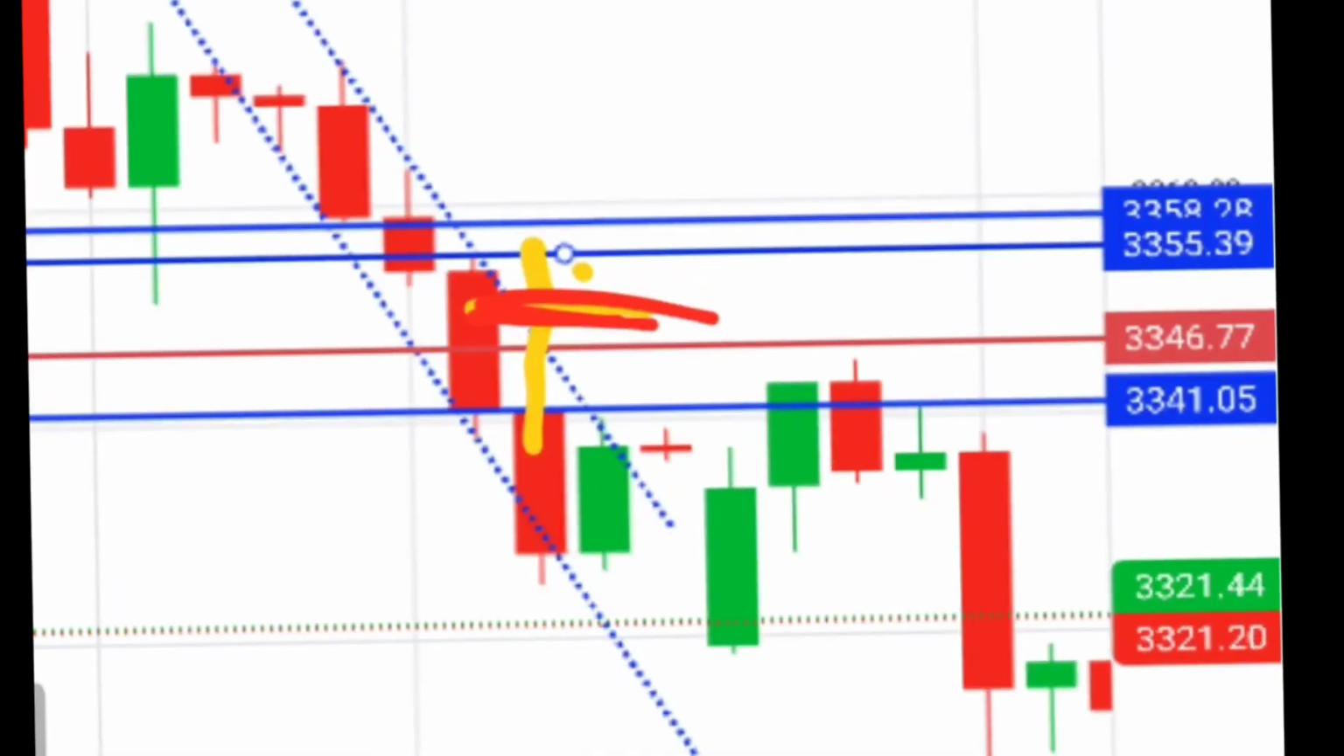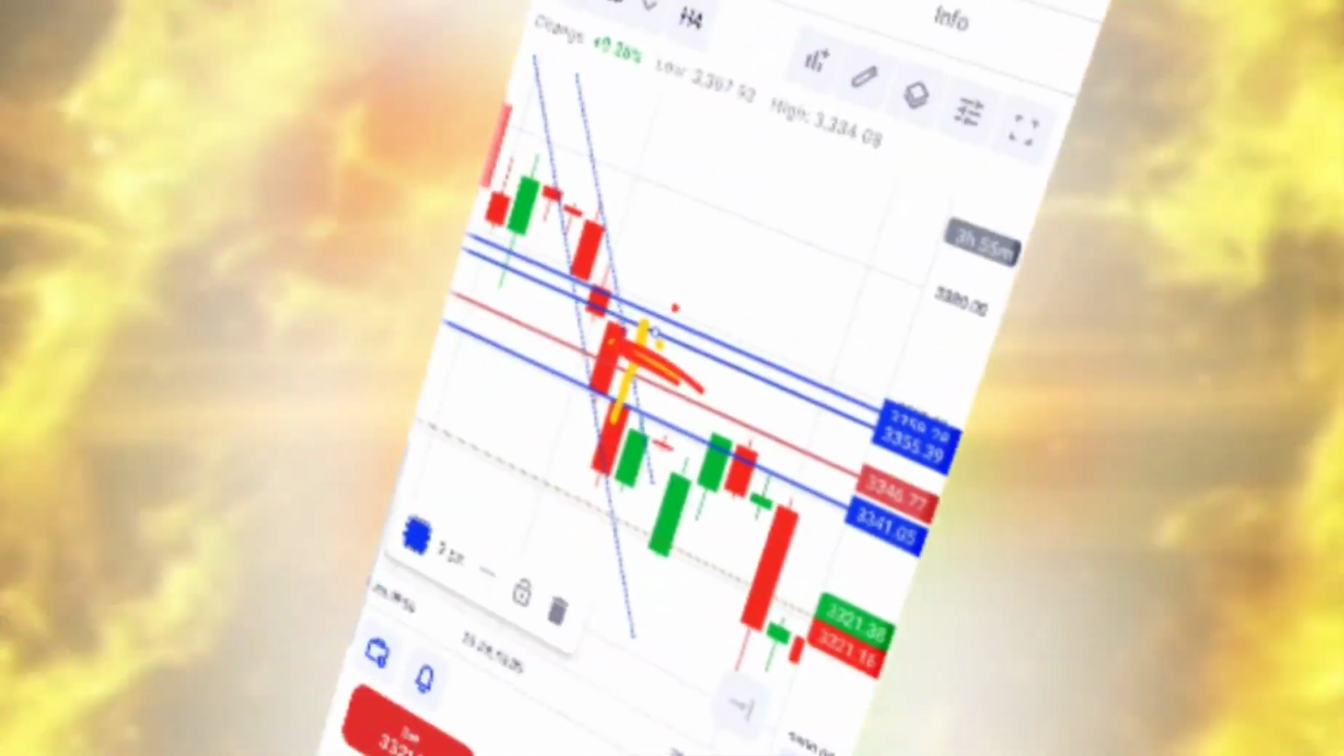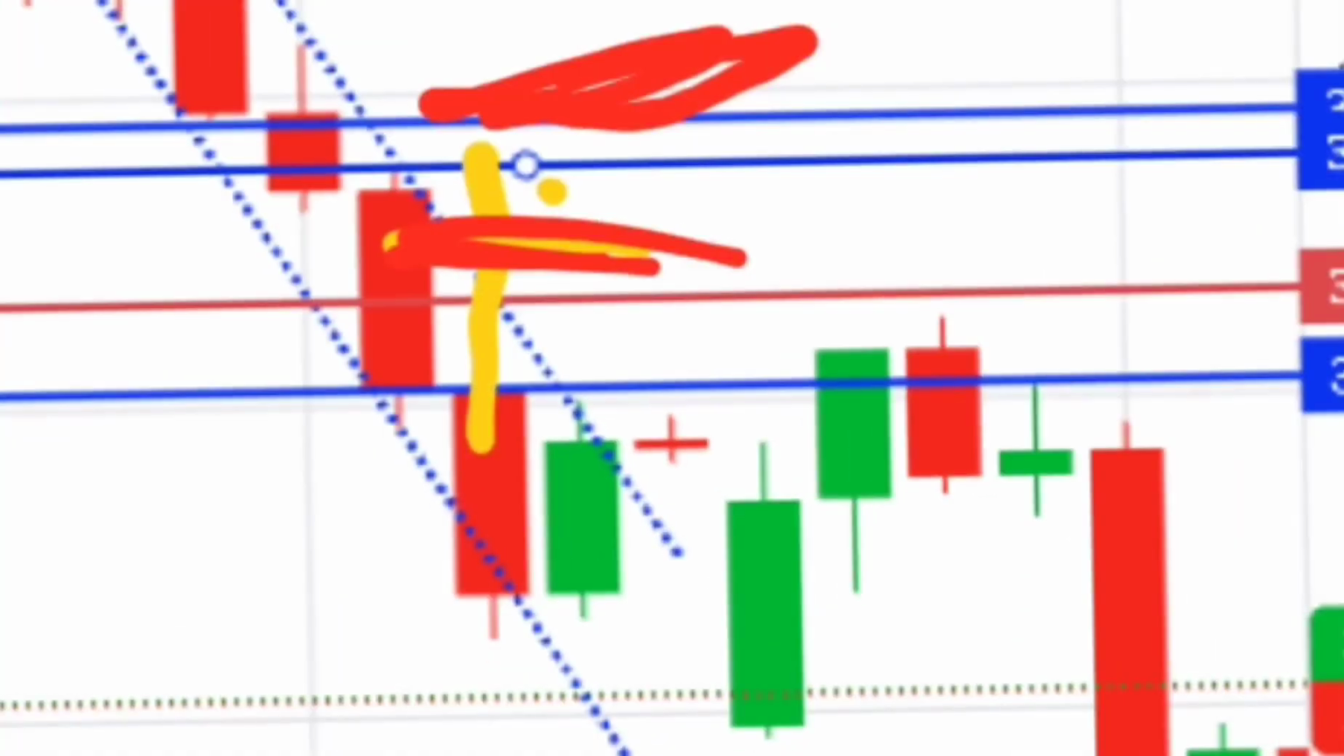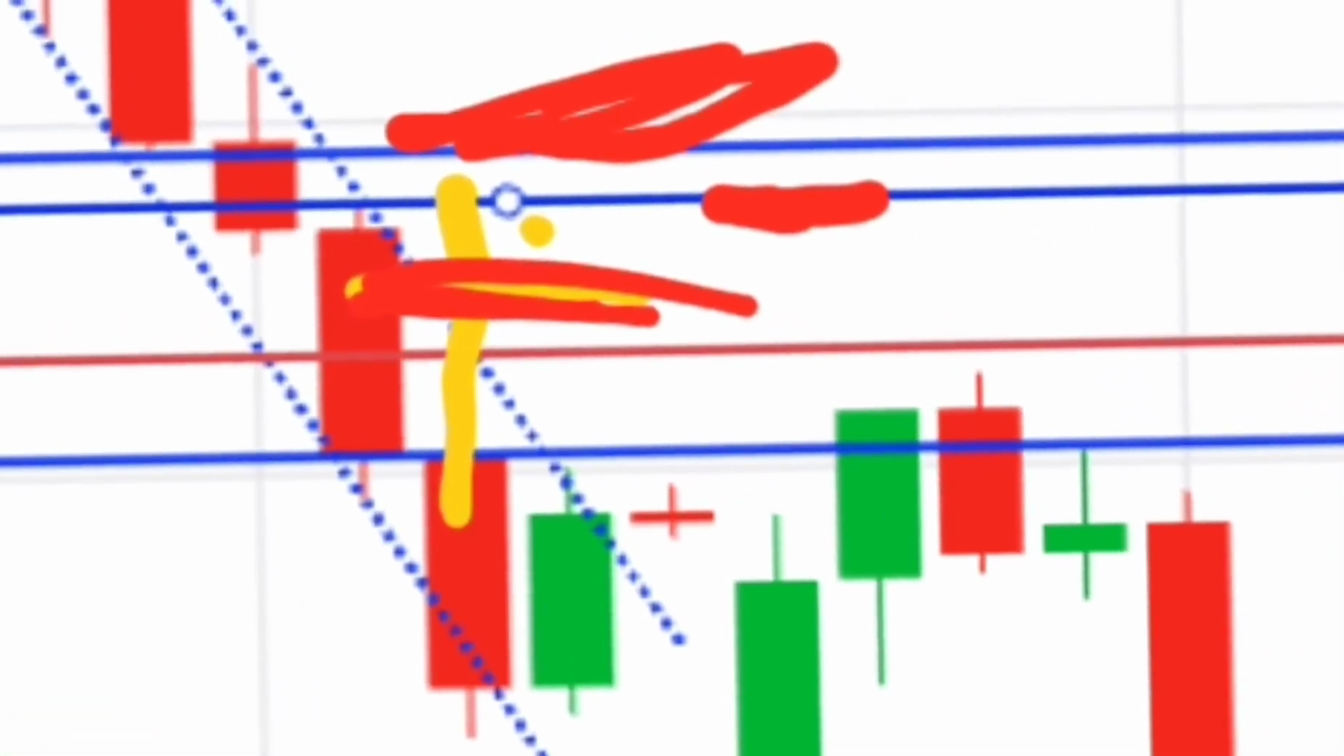So where should you set your stop loss? You should set your stop loss at this other blue line. You see this other blue line here? From this line is where the candle stopped. The first blue line is where the candle stopped. The first blue line to the second blue line is a zone. It gives this trade room to breathe.